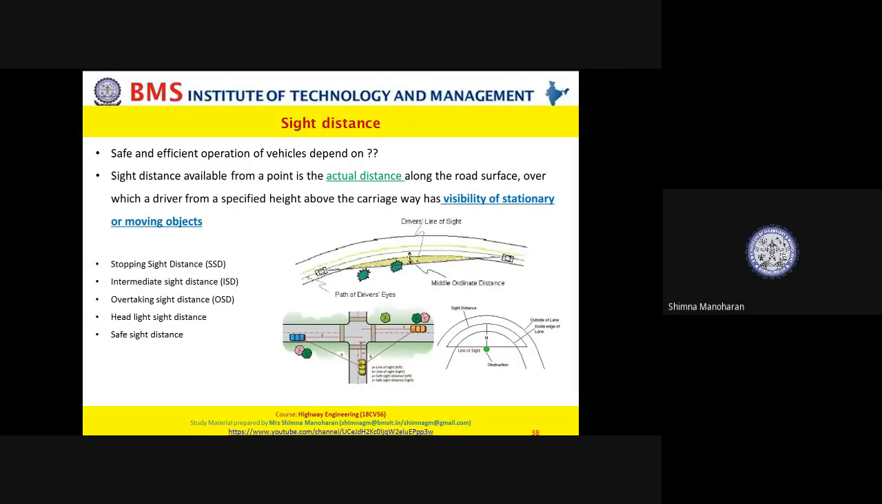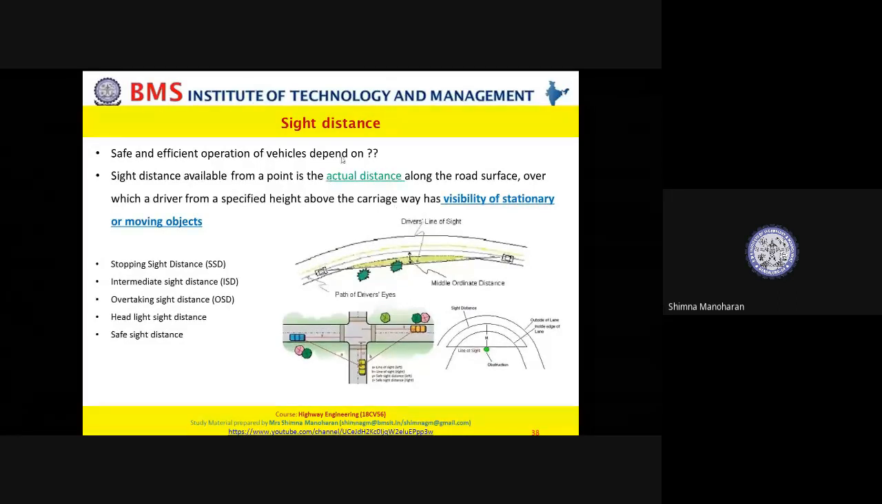It mainly depends on the obstruction that is present on the road. So in this context, when the term obstruction comes into the picture, you have sight distance coming in. Sight distance will be defined from any point. From any point, what is sight distance?